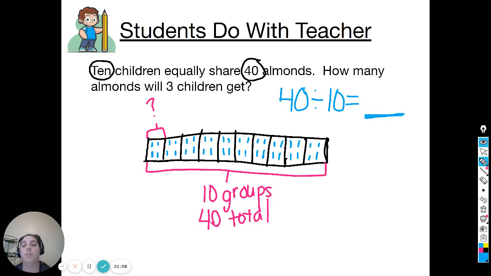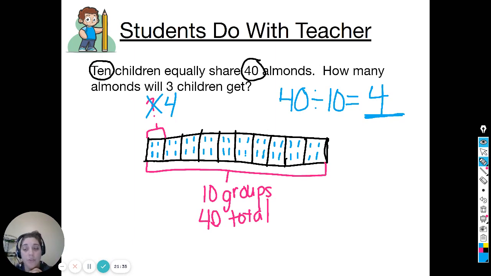Okay, go ahead and hold it up with your fingers. How many almonds does each student get? 4. Each student gets 4 almonds because you can see each group has 4 lines in it. So the size of each group is 4.